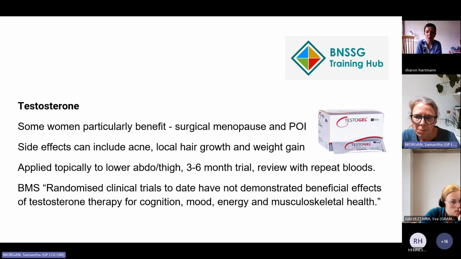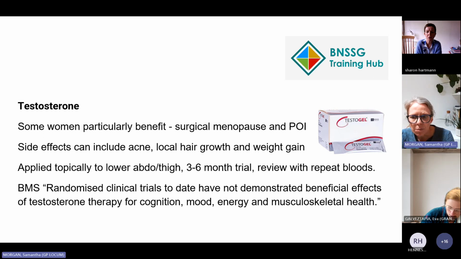It's applied topically to the lower tummy or the thigh, and usually we give it around a 3 to 6 month trial, and about 60–70% of women tend to see a benefit. And then the blood tests are usually repeated after about 3 months or so to check that the levels are in the range.